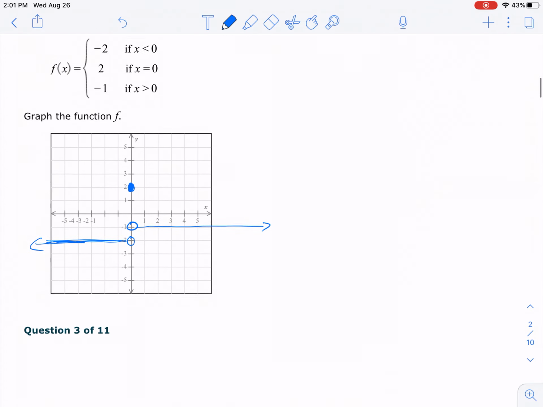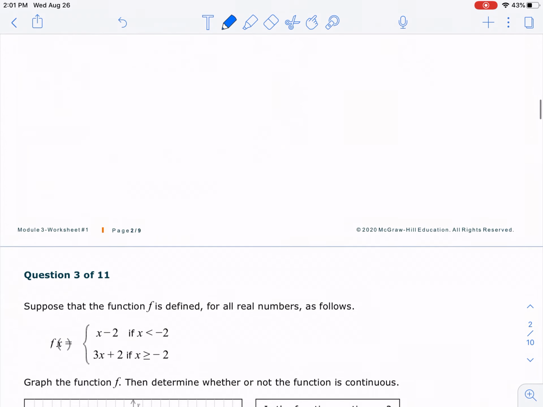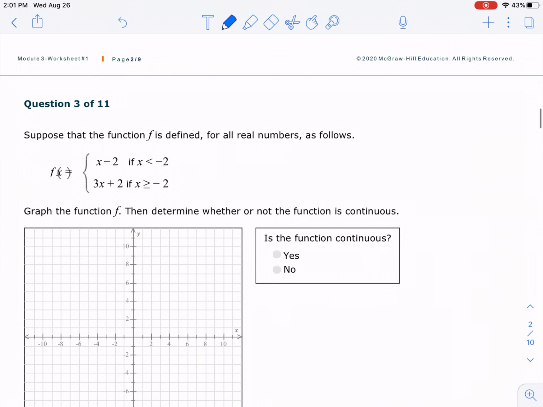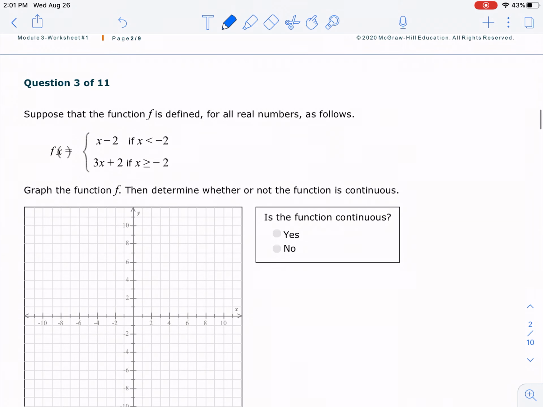Now moving on to example 3. You can see that in example 3, once again, we have a linear equation. We have two different intervals: x strictly less than negative 2, and x equal to or greater than negative 2. So when x is less than negative 2, we use that function.